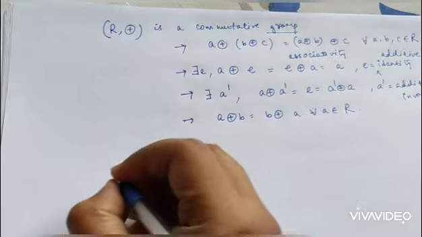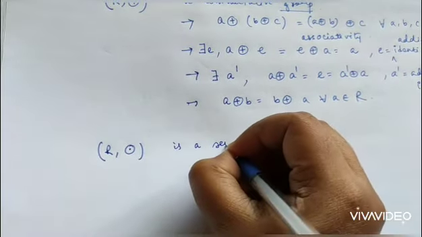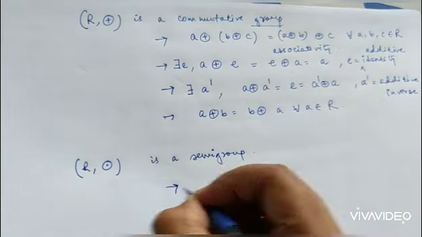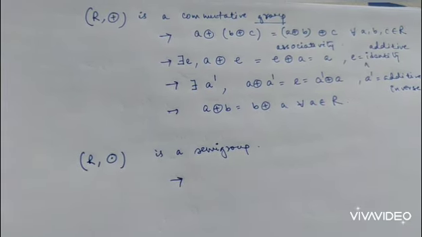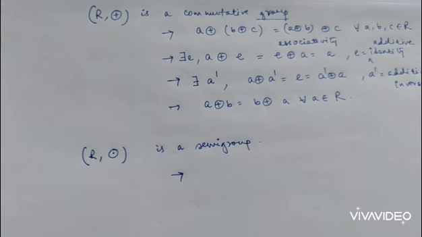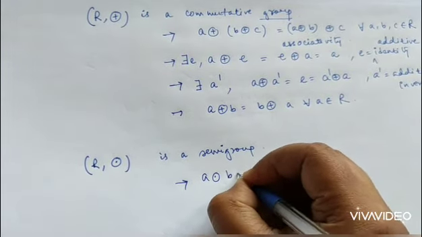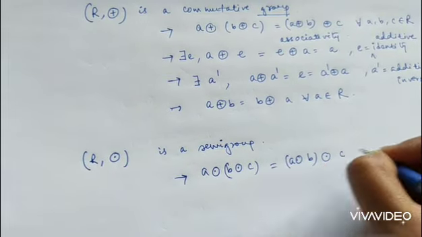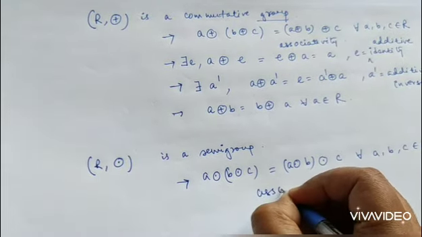Next, I have also told that (R, dot) is a semigroup. Now what is that? Again, since dot is a binary operation, I strictly need not mention that dot satisfies closure property. It is implied. So associativity: (A dot B) dot C equals A dot (B dot C) for all A, B, C belongs to R. Associativity.